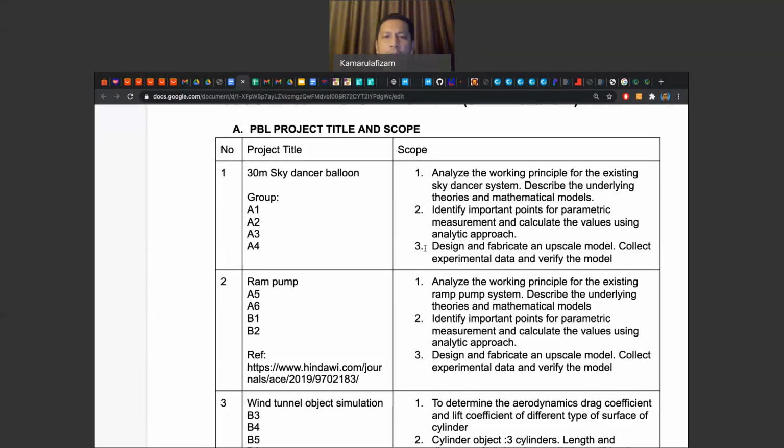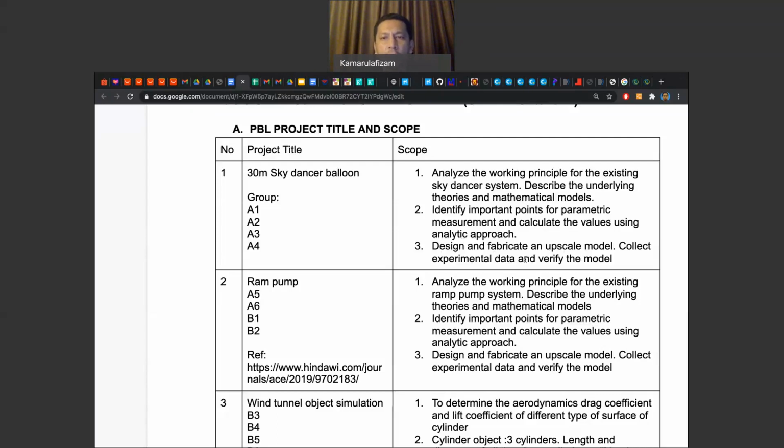Number three is we work on the upscale design of the 30-meter height Sky Dancer balloon design. All right, and then design, fabricate an upscale model, collect experimental data, and verify the model. This one basically, if you can come to the lab, yes, we can fabricate and we do some experiments.